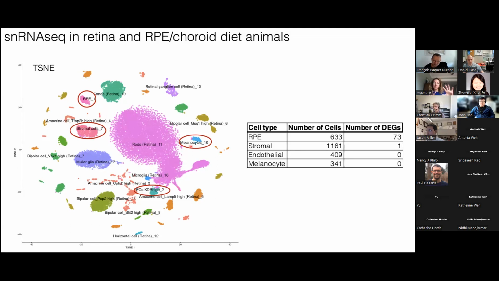And looking at just those cell types that were derived from the back of the eye, we found that within those cell types, the RPE were really the only cell type that had a significant change in the number of genes expressed. So based on this, we really think that the signal in the bulk is coming from the RPE cells as opposed to the other cell types in the back of the eye.